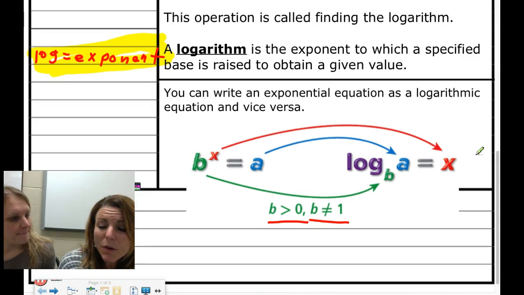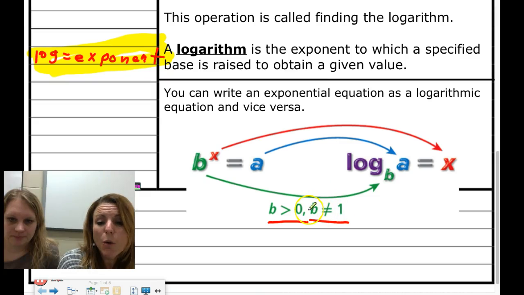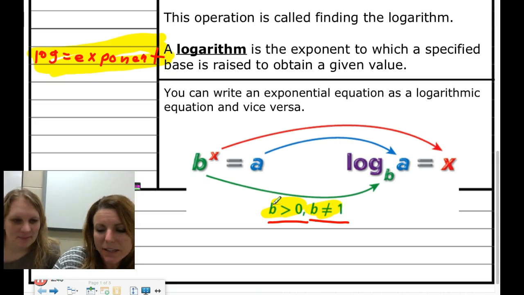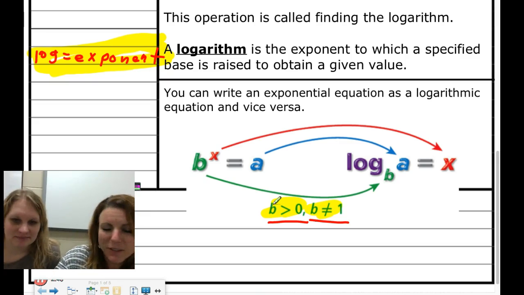I want to also emphasize that b can never equal 1, and it always has to be greater than 0. So no decimals? No fractions less than 0. Less than 0, sorry.